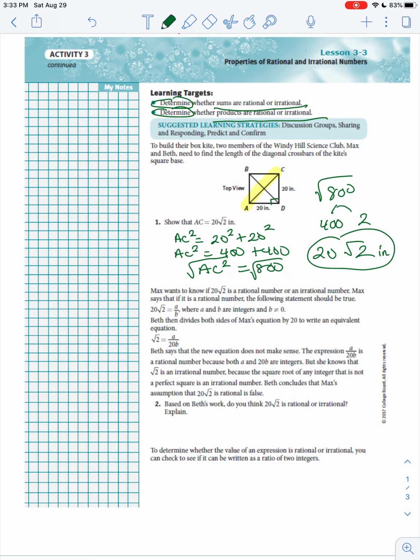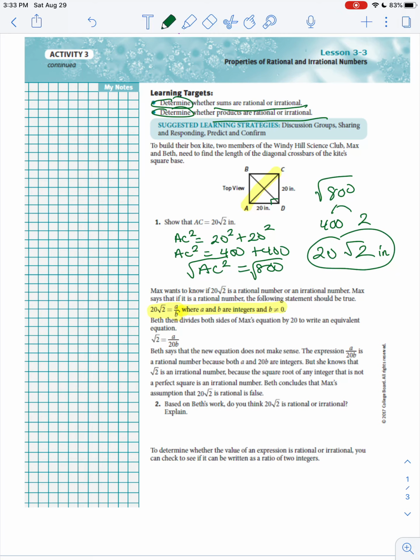Now they want you to know if this is rational or irrational. We have the two students who are going to argue about it a little bit. Max wants to know if 20 root 2 is a rational number or an irrational number. Max says that if it is a rational number, the following statement should be true: 20 root 2 should be able to be expressed as a over b, where a and b are integers and b is not equal to 0.